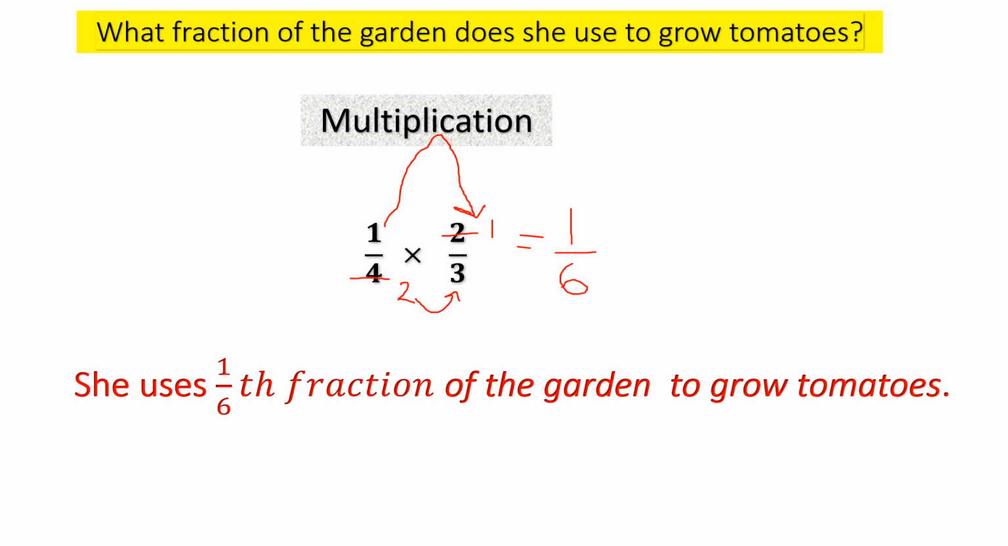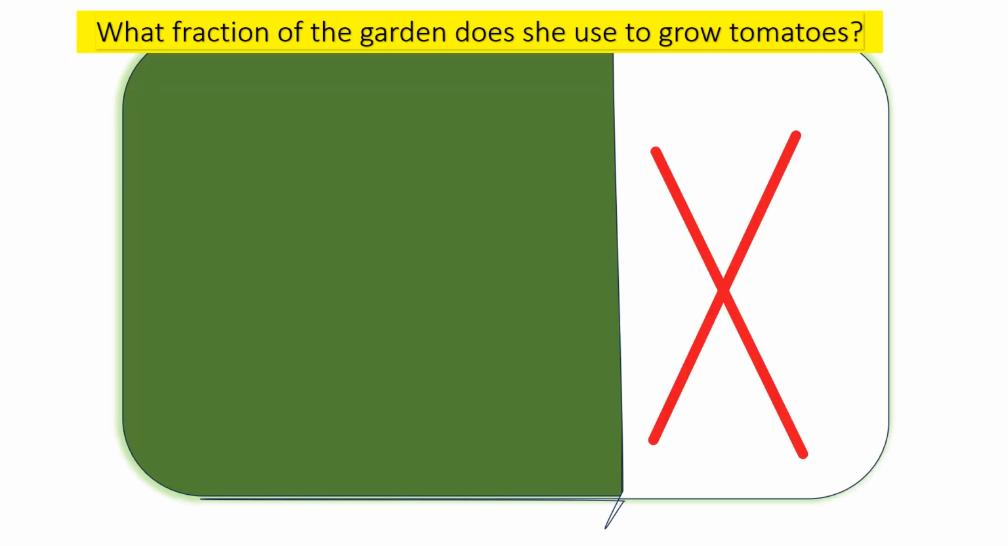Now let us visualize this. Alright, so this was our full garden, and we have kept the right side, we have ignored it because that was not the vegetable garden. Now the vegetable garden was divided into 4 equal parts, and one of them was used to grow tomatoes.